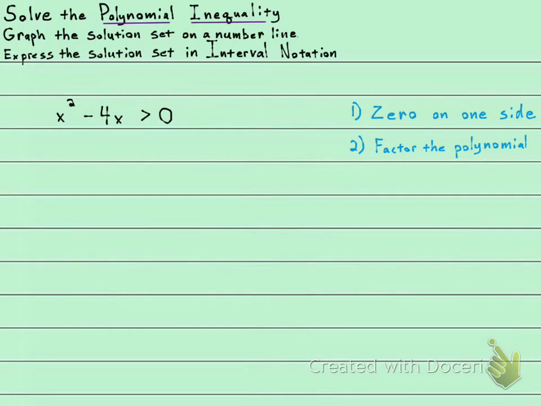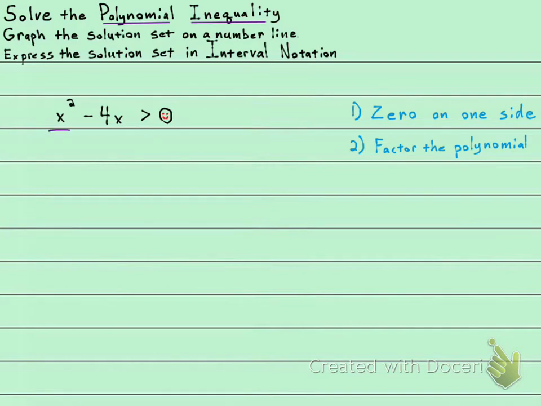So first thing you need to do, make sure you have a 0 on one side, which we have, and the smiley face. And the second thing is make sure that we factor the polynomial. So this could trick somebody. When you go to factor this, remember the first step in factoring is GCF, greatest common factor.